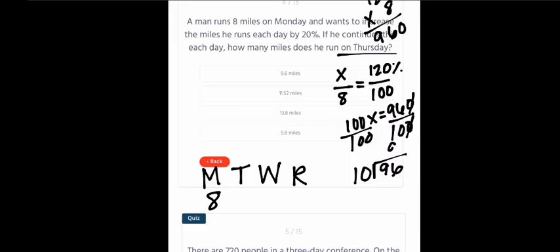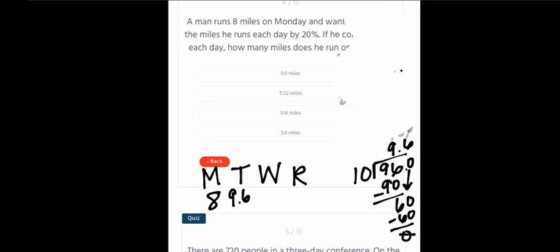10 goes into 96 9 times. 10 times 9 is 90. 96 minus 90 is 6. I have a number left over, so I'm going to add a decimal and a 0. And if I add a decimal, I have to add a decimal to the top also. I'm going to bring down that 0. 10 goes into 60 6 times. 10 times 6 is 60. No more numbers left over. No more numbers to bring down. I'm done. Which means Tuesday he ran 9.6 miles.